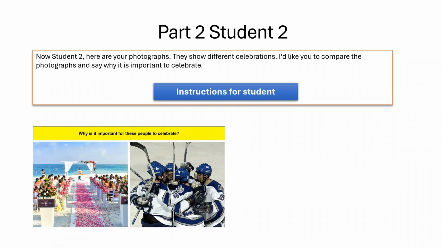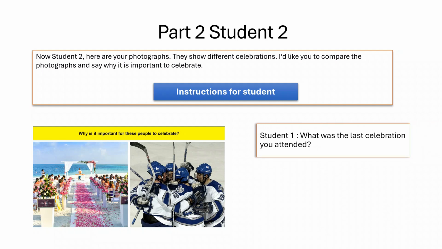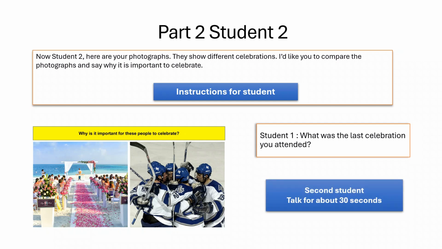If we move on to the second student, it's the same situation here, but a different set of pictures. And these photographs here show different types of celebrations, and the examiner asks you to compare them and answer the question. And when student 2 finishes, then student 1 has a question. And there's a typical example there. When was the last celebration you attended? And once again, you should try to talk for about 30 seconds if you can.